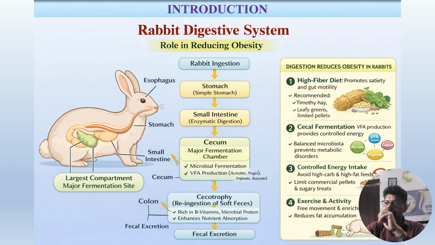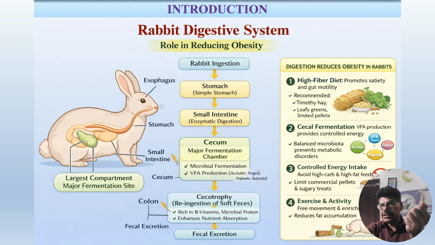As we know, the rabbit has a digestive system that ingests food through the mouth and into a simple stomach to absorb and digest the food. It then goes through the small intestine, where enzymatic activities cause digestion, and the cecum is one of the major fermentation chambers in rabbits, where microbial fermentation takes place and volatile fatty acids are produced.